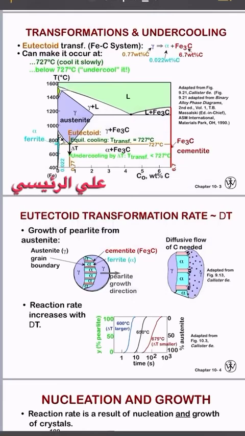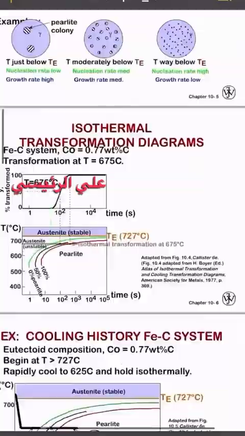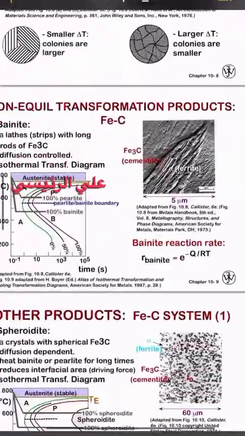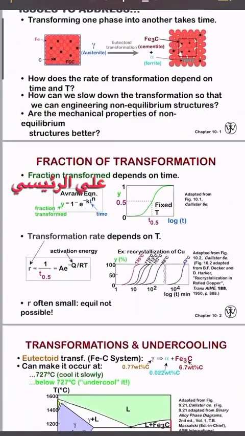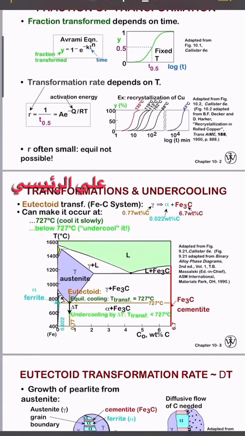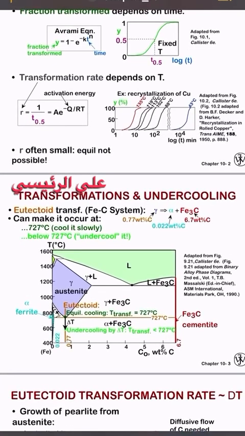Assalamu alaikum. Today I'm going to talk about some components from slide 13 to slide 19. I'll explain the components and what is written in the slides. In this slide, the eutectoid transformation in the Fe-iron carbon system.